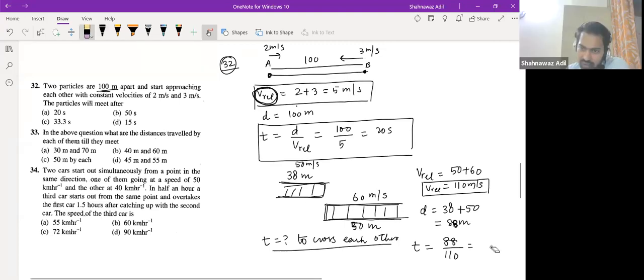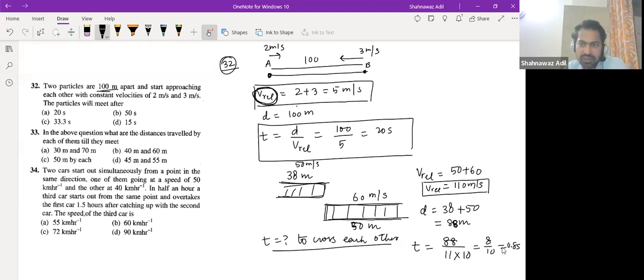So this is 8 by 10, which is 0.8 seconds. Is this clear to you guys? Yes, sir.